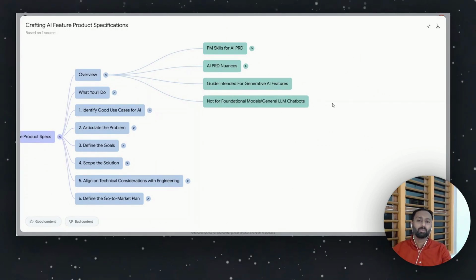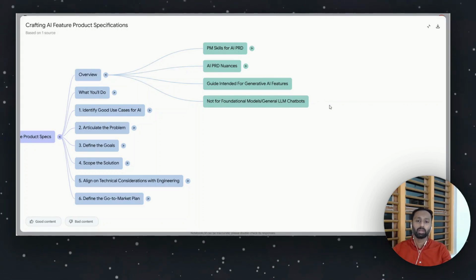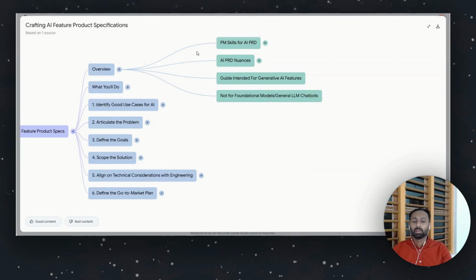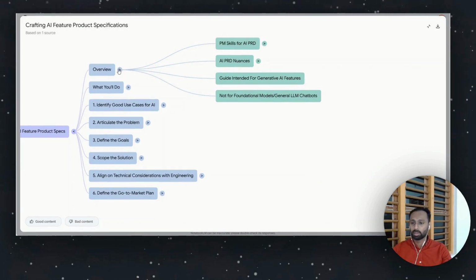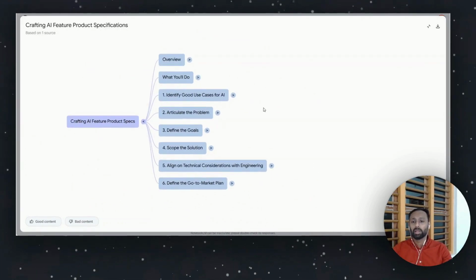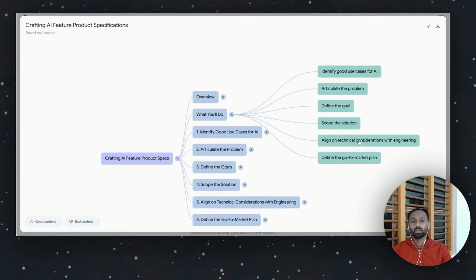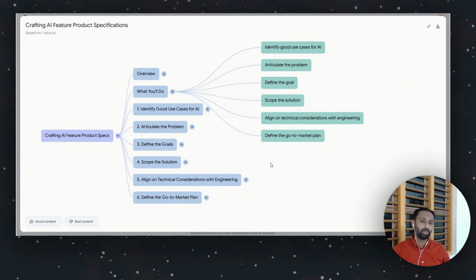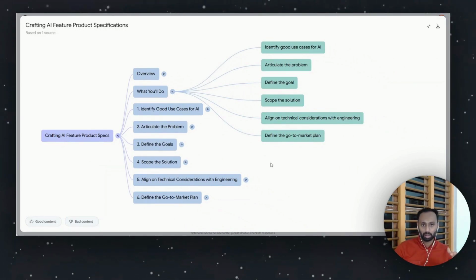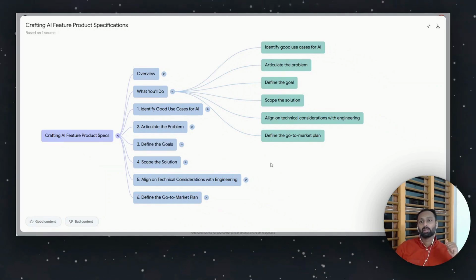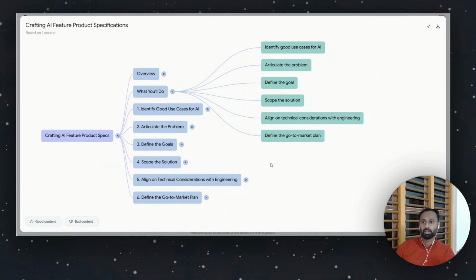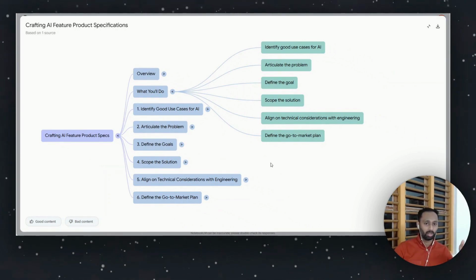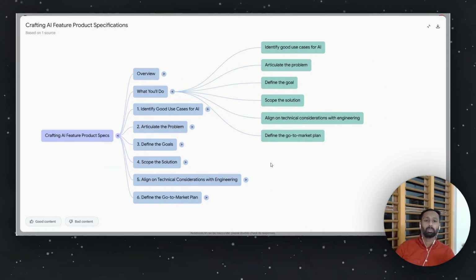Apart from that, there are a few other things that you need to keep in mind, which I'm going to discuss next. Primarily, when it comes to a PRD, there are certain things you need to cover. To write a good PRD for an AI feature, these are the sections that you need to cover in it. So let's look at it one by one.